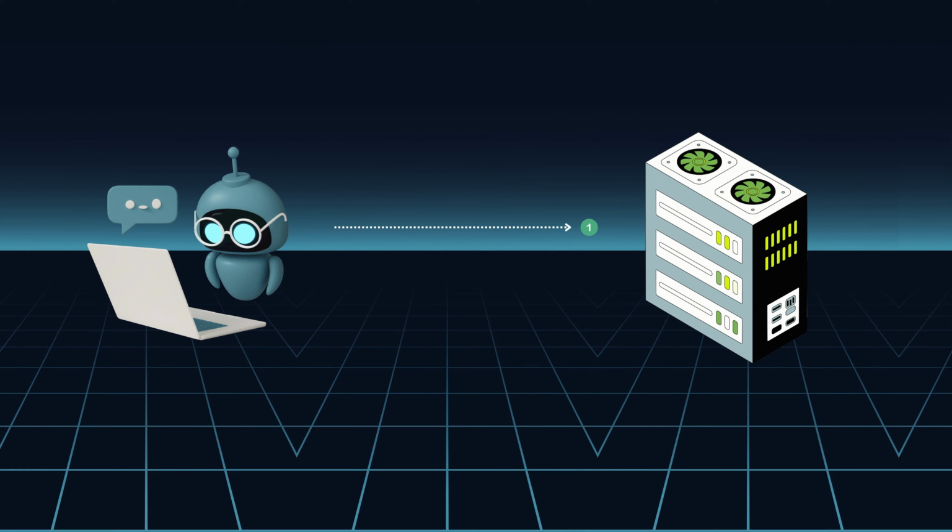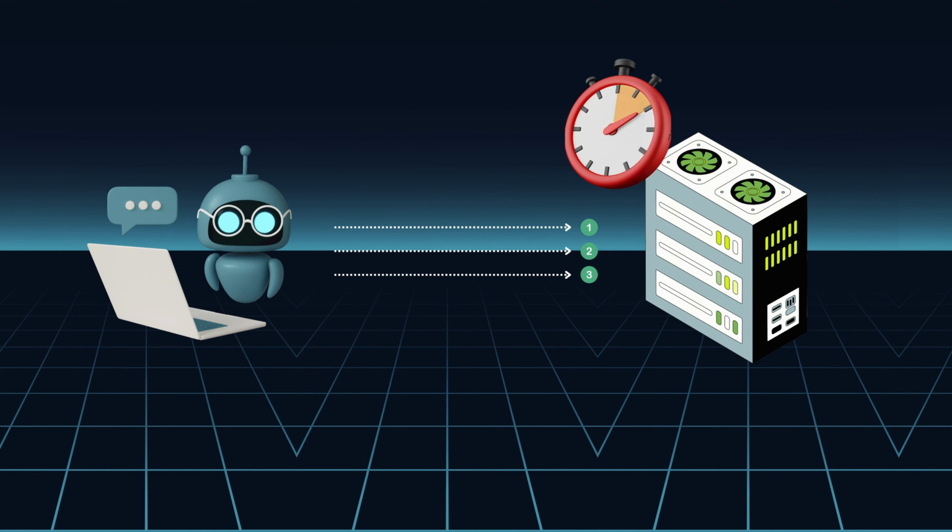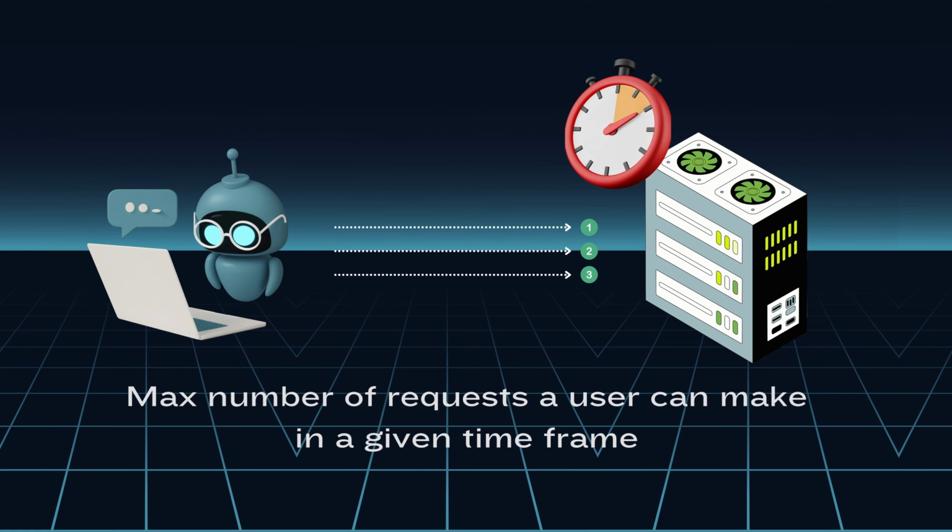In our example, we are going to build a fixed window rate limiter. A fixed window rate limiter works by having a time window and a maximum number of requests a user can make within that time period. For example, saying that a user can only make 5 requests in a period of 10 seconds.